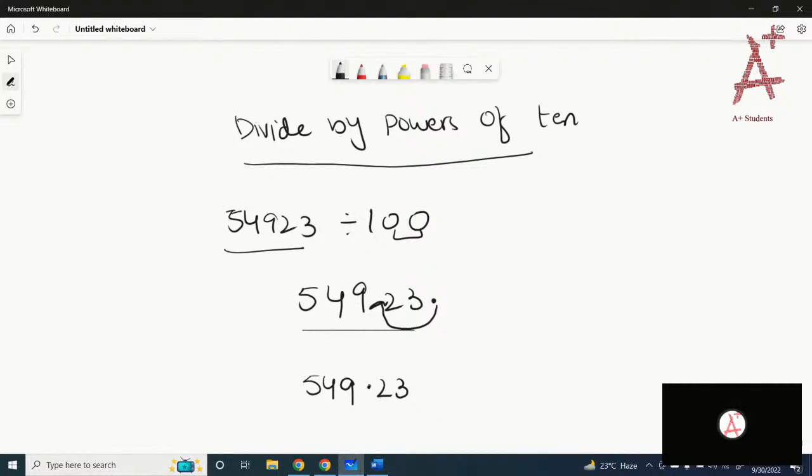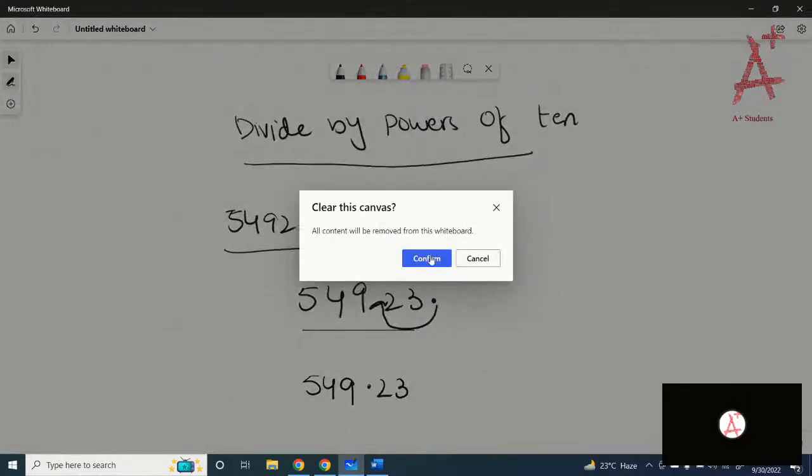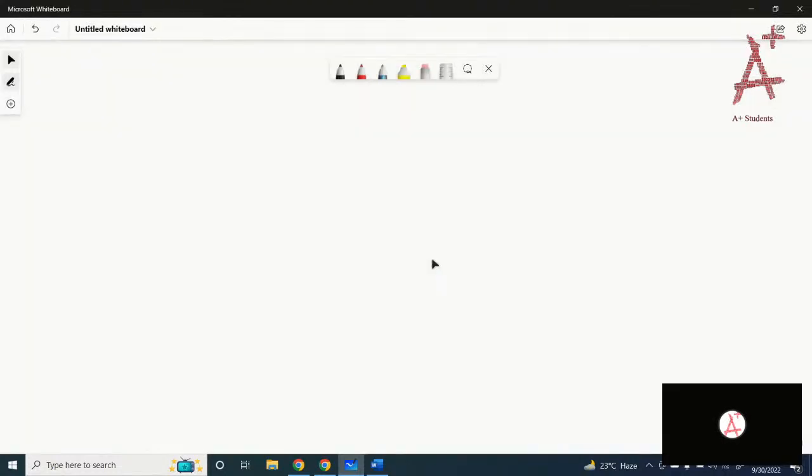Let's just start with the test. The first question on the test is 1 divided by 100. Count the number of zeros in the divisor. The divisor is 100, so you have two zeros in the divisor. That means you have to move the decimal point two places left. The decimal point is here. You have to move two places left.